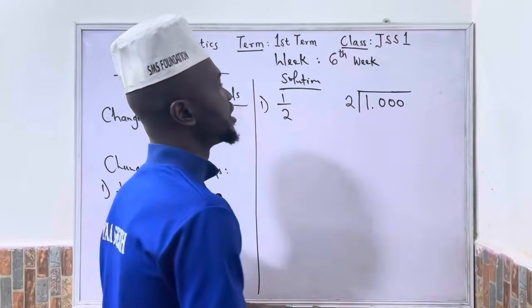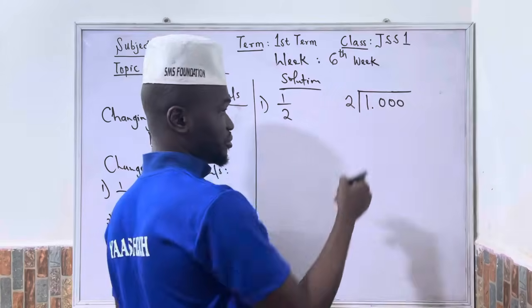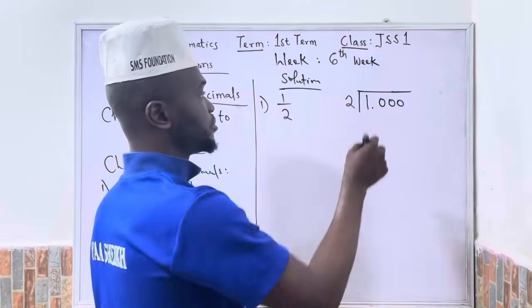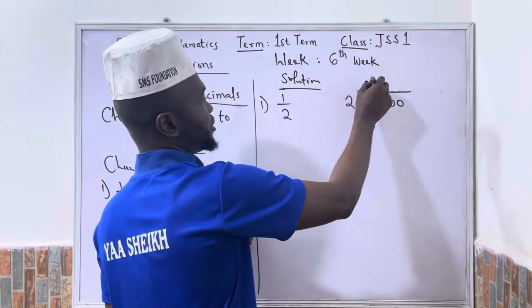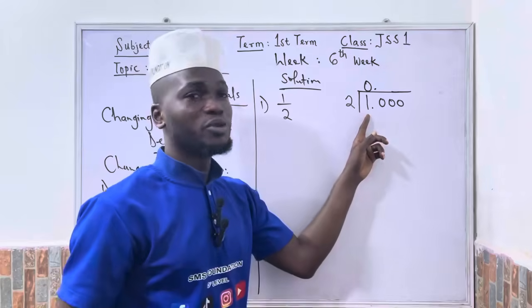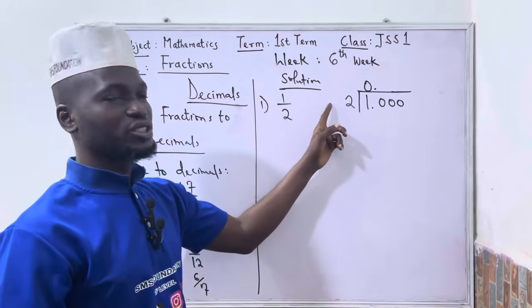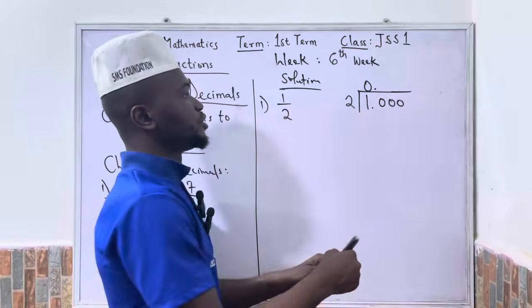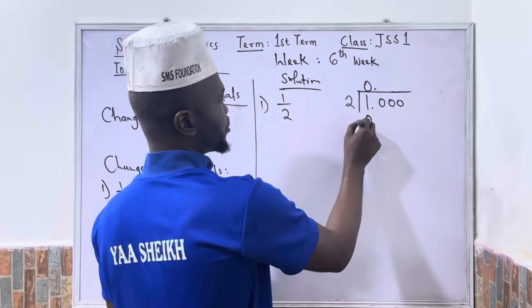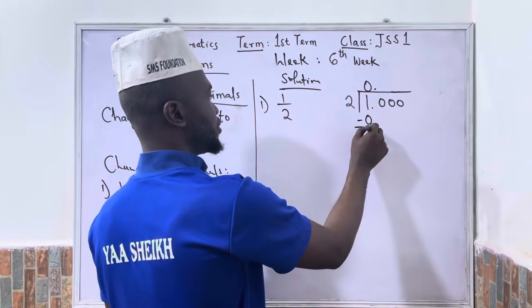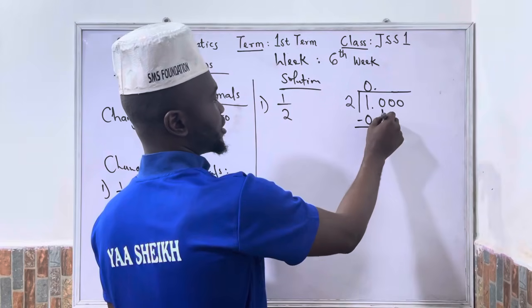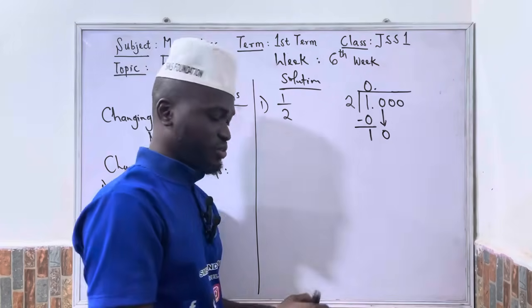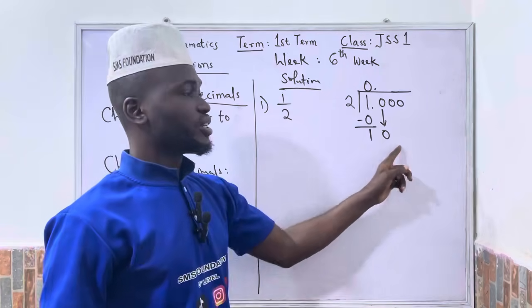How many 2 can I get from 1? That is impossible. Anytime it is impossible, just put 0 point. You see, because 1 is a smaller number and you want to divide it with a bigger number, it's going to give you 0. Then you do 2 times 0, that will give you 0. Now subtract 1 minus 0, that will give you 1. Drop the next 0. So this becomes 10.